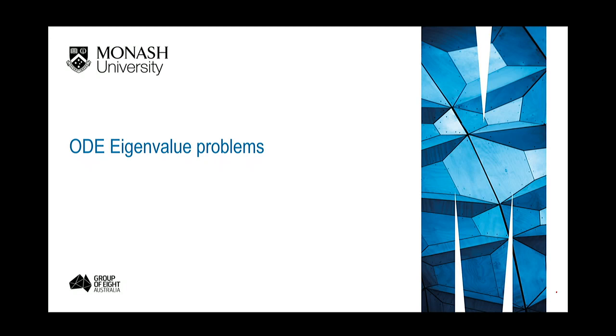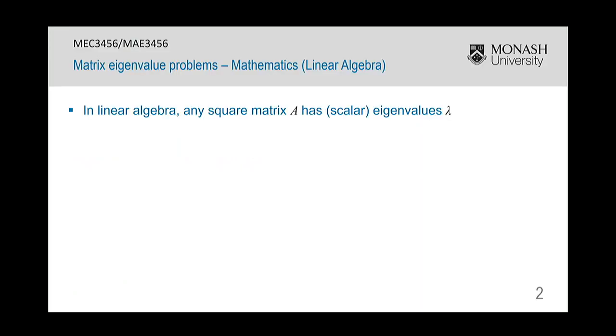There's a special class of boundary value problems called eigenvalue problems, and they're ODE eigenvalue problems, and we're going to look at them over the next few videos. First of all, let's go back and refresh our memory as to matrix eigenvalue problems, and these arise in linear algebra in a whole range of different guises. So in linear algebra, any square matrix A has scalar eigenvalues lambda, and by scalar I just mean their numbers.